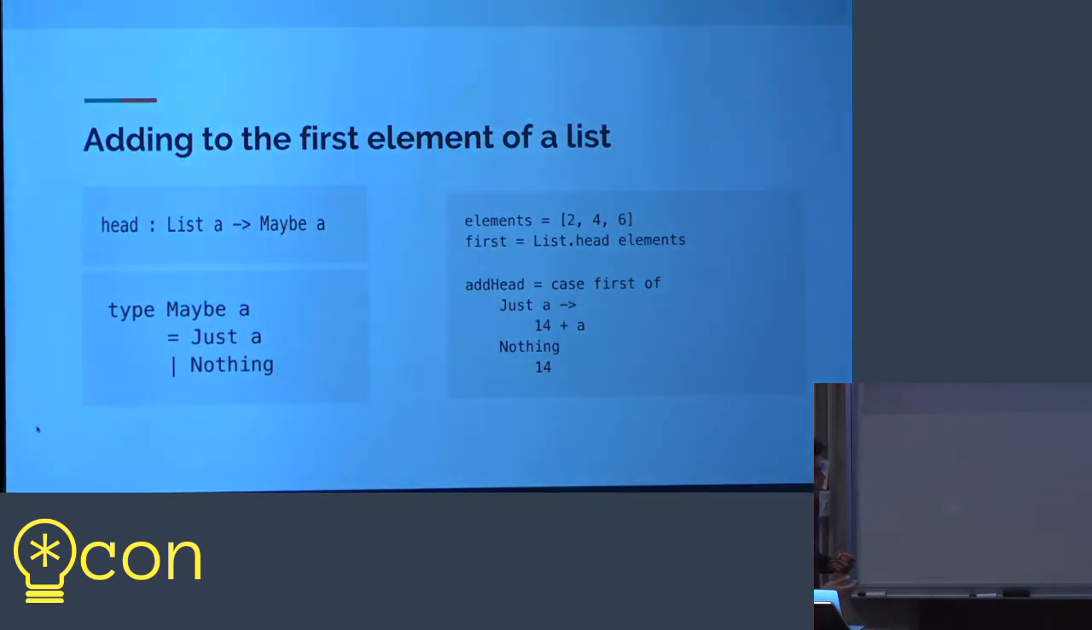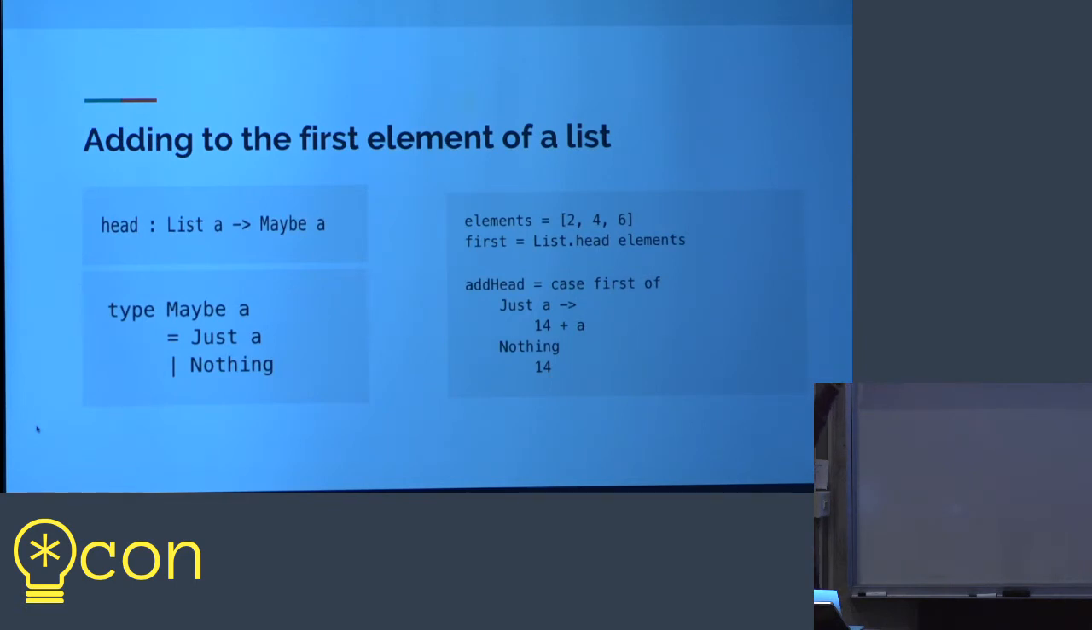And another example, let's say a very simple case where you have a list of integers and you want to extract the first element out and add 14 to it, for example. In JavaScript, you would have the array, you would index with 0 and just add 14 to it and be done with it. That is extremely error prone. And just as a contrast to how Elm does things.